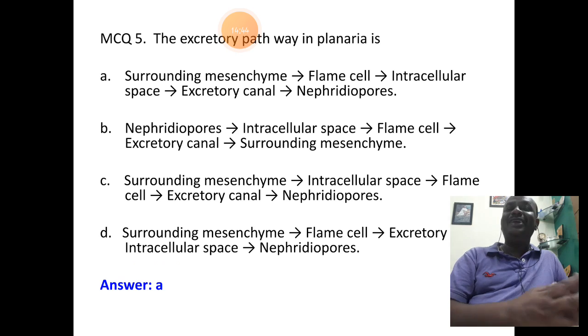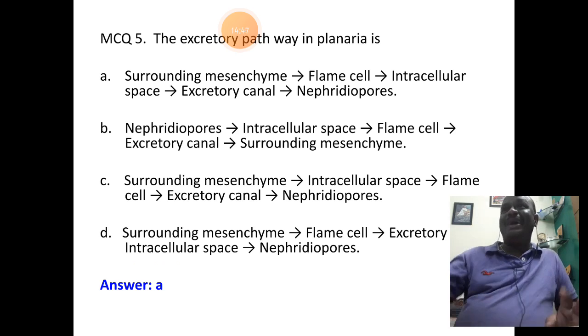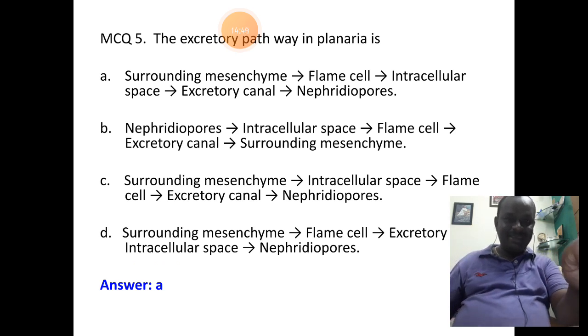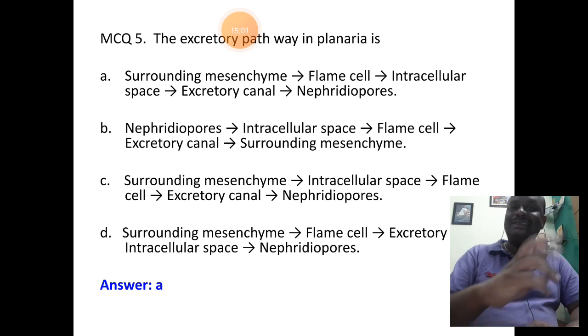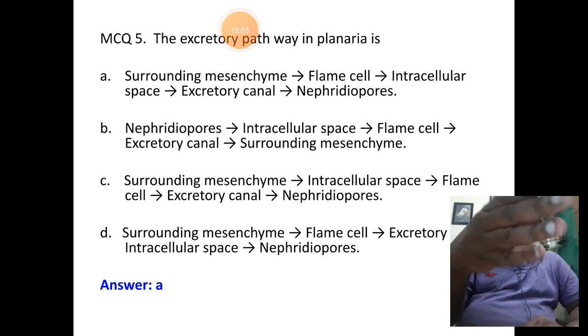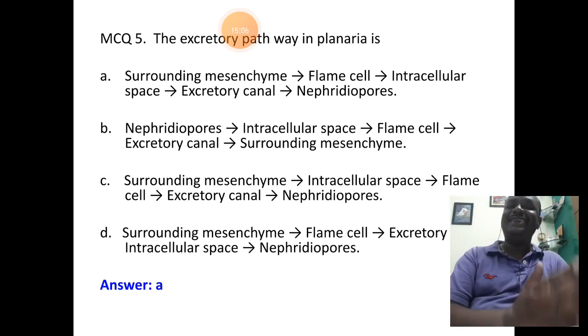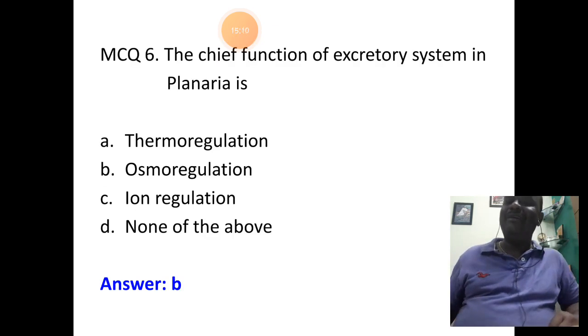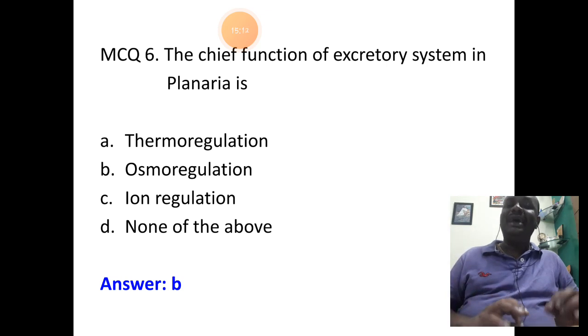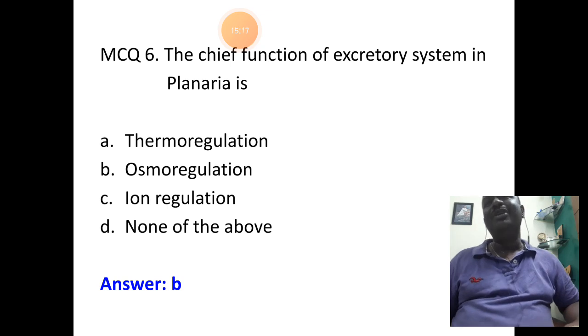The excretory pathway in planaria. The first part should be mesenchyme. So we have in A mesenchyme, C mesenchyme, D mesenchyme. The next part is flame cell. So A and D we need to concentrate on now. From flame cells it will move into intracellular space. So answer should be A, because after that is excretory canal and nephridiopore. The chief function of the excretory system in planaria is osmoregulation, maintenance of water level.